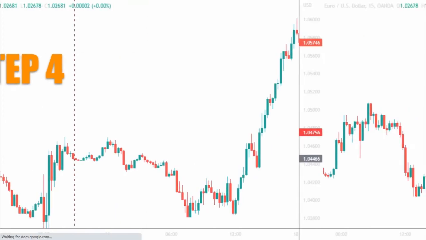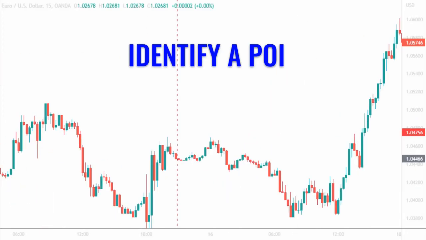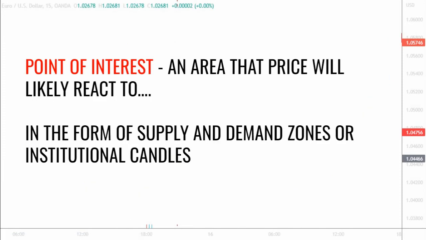Now in step 4, identify a POI. Now a POI stands for point of interest. That is considered as an area that price will likely react to in the form of supply and demand zones or institutional candles. Some people do order blocks. It depends on the type of trader you are. So for this strategy, we are going to be looking at supply and demand zones, your S&D zones.